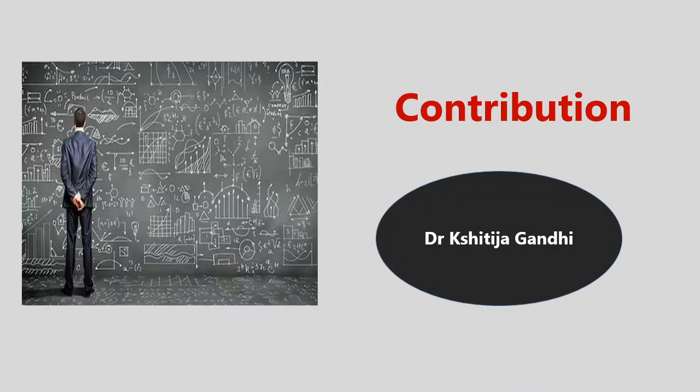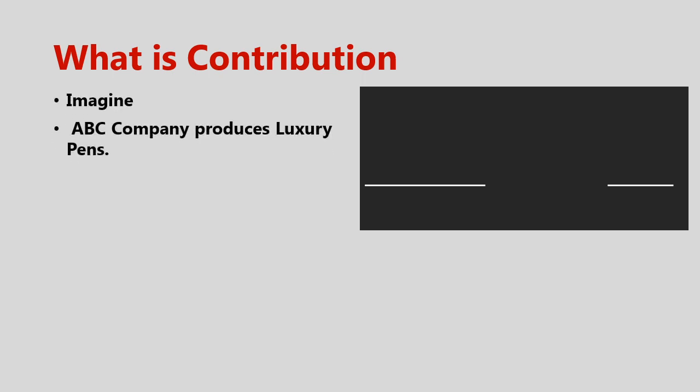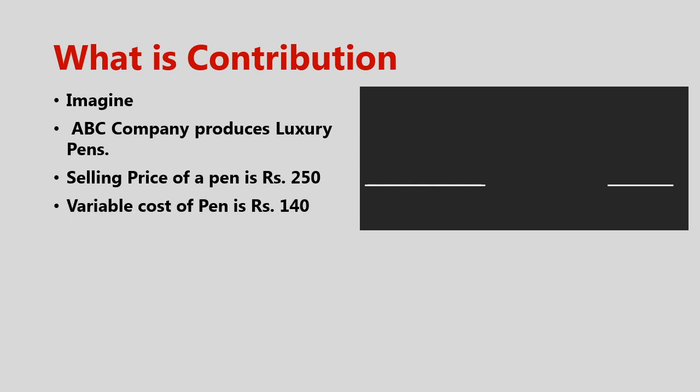In previous videos, we have seen what is a variable cost and what is a fixed cost. What is a contribution? Let's take an imaginary example. ABC company produces luxury pens. Selling price of each pen is rupees 250. Variable cost of pen is rupees 140. Total production 100 pens.